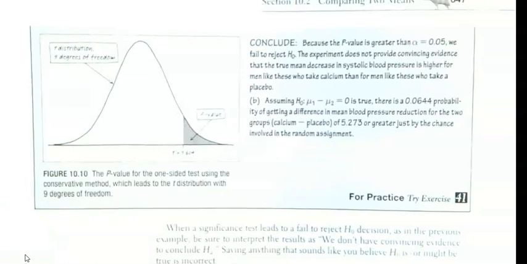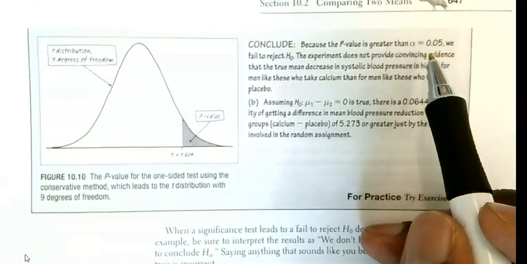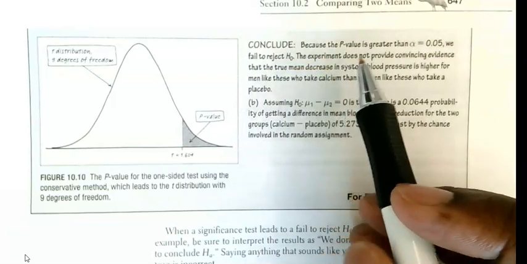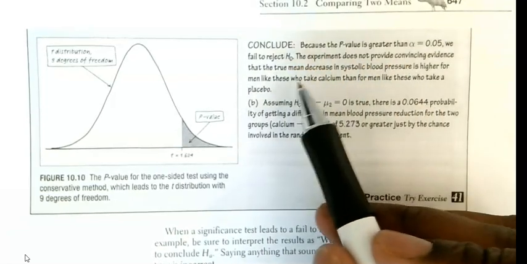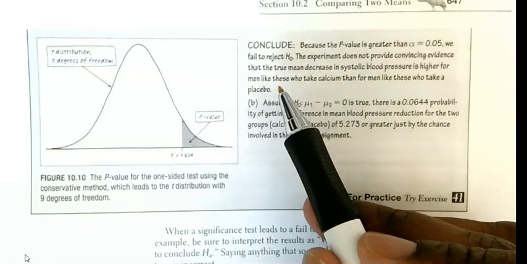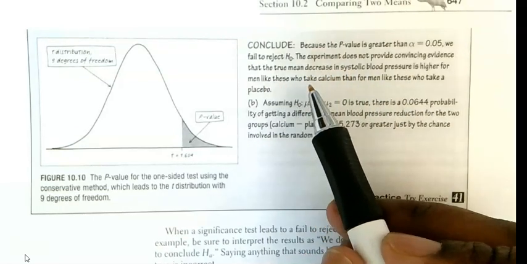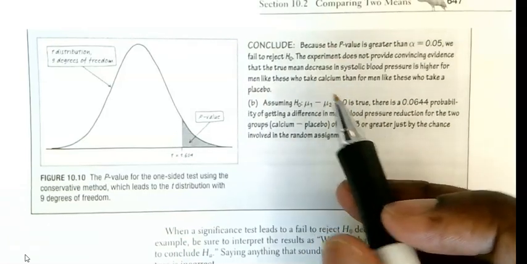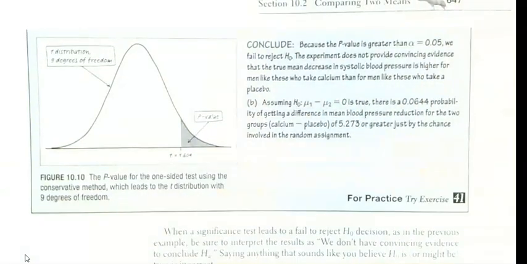So our next step is our conclusion. Because the p-value is greater than the alpha level of 0.05, we fail to reject the null hypothesis. The experiment does not provide convincing evidence that the true mean decrease in systolic blood pressure is higher for men like these who take calcium than in men who take a placebo. So yeah, there's no difference between calcium and placebo.